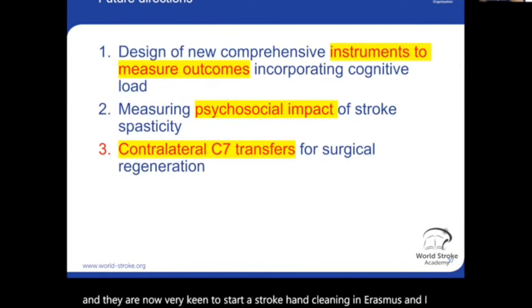What's the future? I think we need to develop and design new instruments incorporating cognitive load. So any of your therapists out there or psychologists, let's start looking at something more. Let's start measuring psychosocial impacts in stroke spasticity. And I think there's going to be a big area of improvement in the management with contralateral C7 transfers.